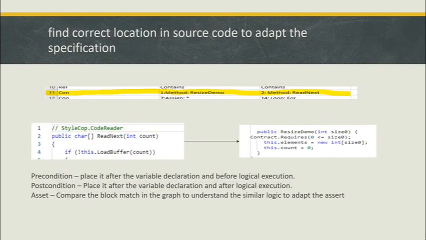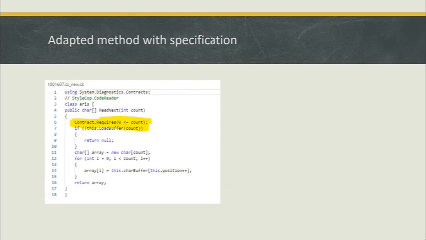The next step is to place the adapted code contract in the target method. For that, we identify under which method the code contract has to be placed in the target method. Over here, we identify the relevant methods from this graph mapping and place it appropriately in the right place based on the precondition or postcondition or assert statement. So the end result will give an adapted method with specification.